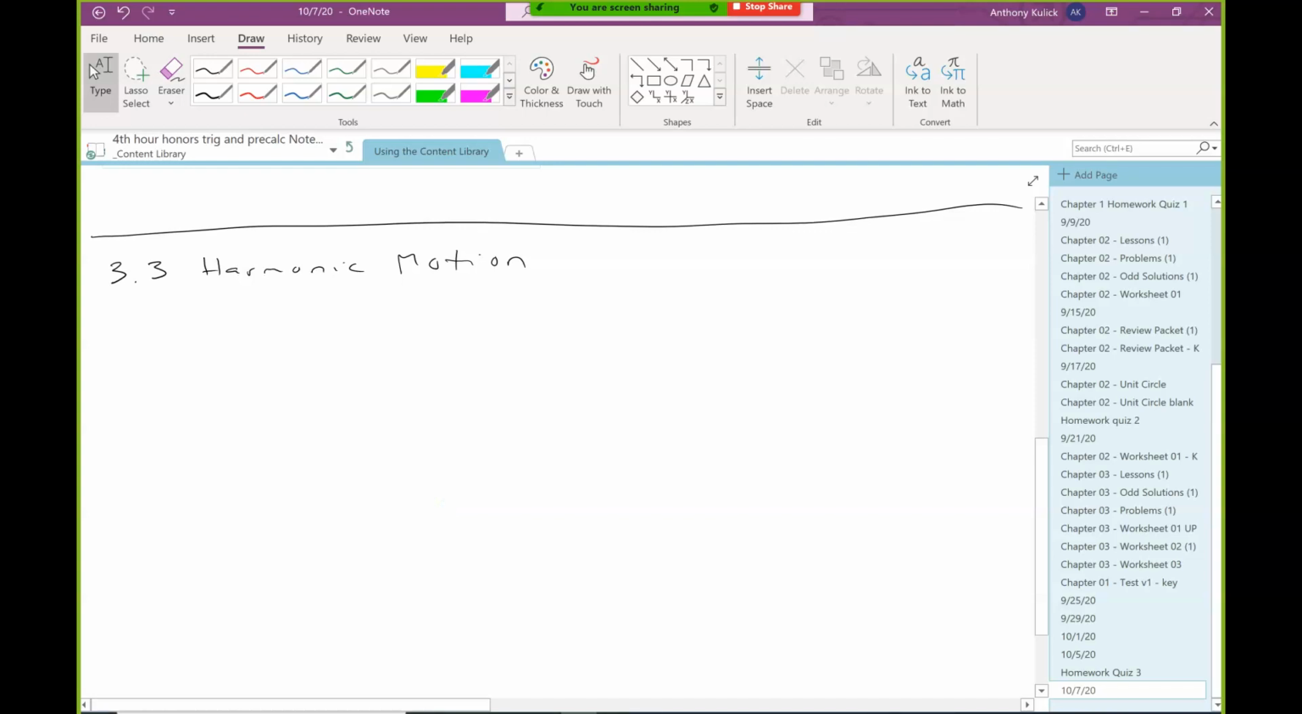So the last section in chapter 3 is about harmonic motion. Basically, what we're talking about are real life scenarios that we can model using a trigonometric function, like a sinusoidal function. One of the most common examples would be a Ferris wheel, something that's spinning. I use a Ferris wheel a lot because I think most students have had some visual reference to it, so it's easy for you to visualize.